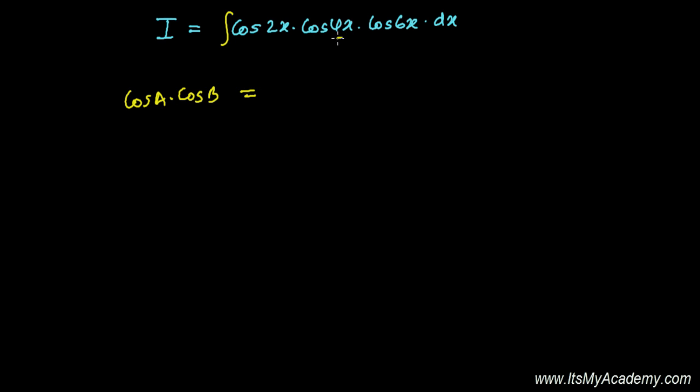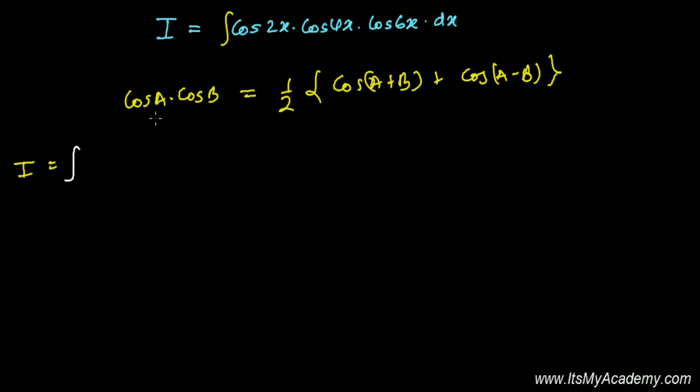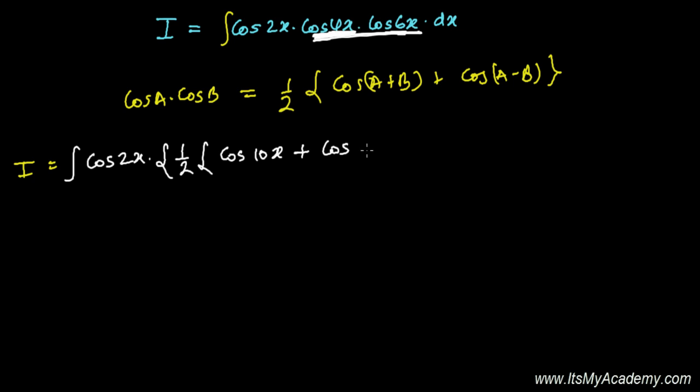We can suppose any two of them as A and B, anyhow we like, and take 2 cos A cos B. The formula for cos A cos B is 1 by 2 times cosine of A plus B plus cosine of A minus B. I'm going to use this formula here, so my integrand gets converted into cos 2x times 1 by 2 times cosine of A plus B, that is 4x plus 6x, that is 10x, plus cosine of A minus B, that is 4x minus 6x, that is minus 2x.